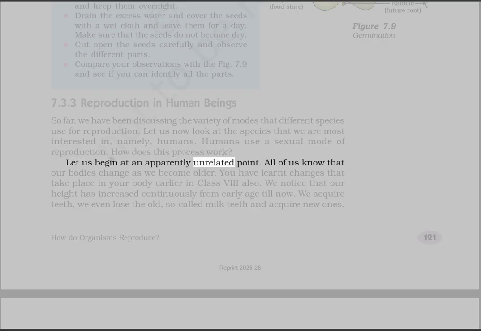Let us begin at an apparently unrelated point. All of us know that our bodies change as we become older. You have learned about changes that take place in your body earlier in class 8 also. We notice that our height has increased continuously from early age till now. We acquire teeth, we even lose the old, so-called milk teeth and acquire new ones.